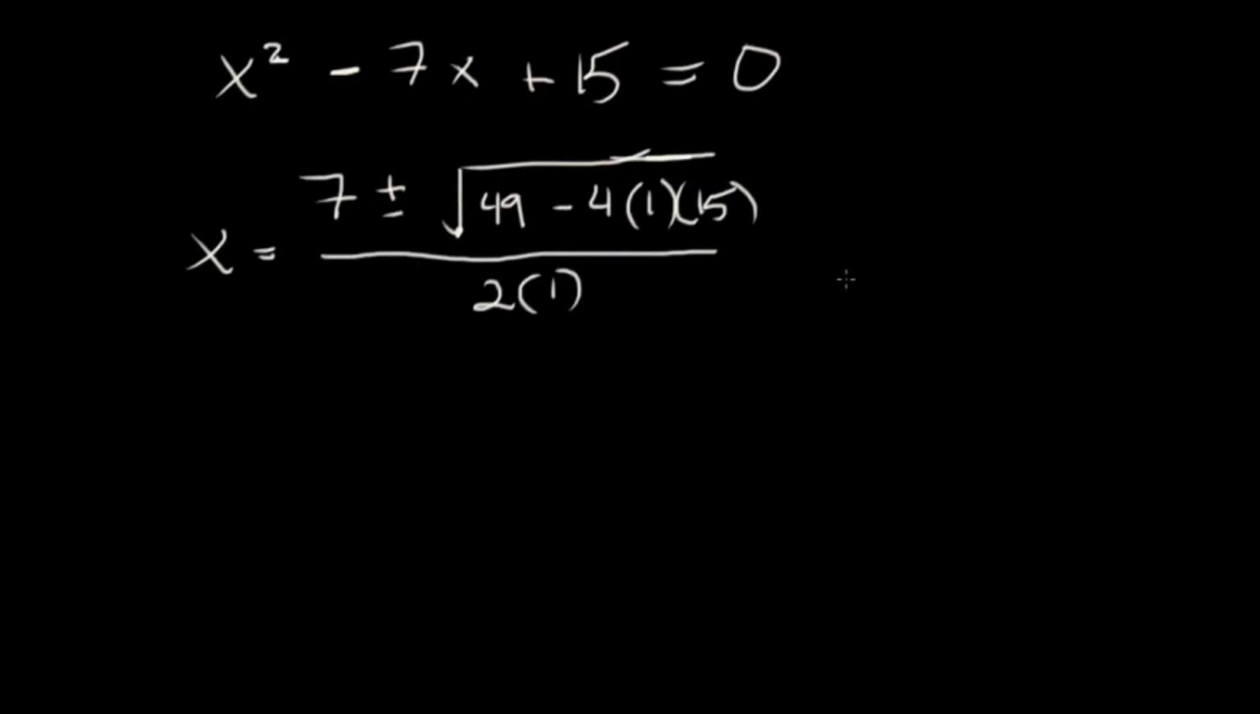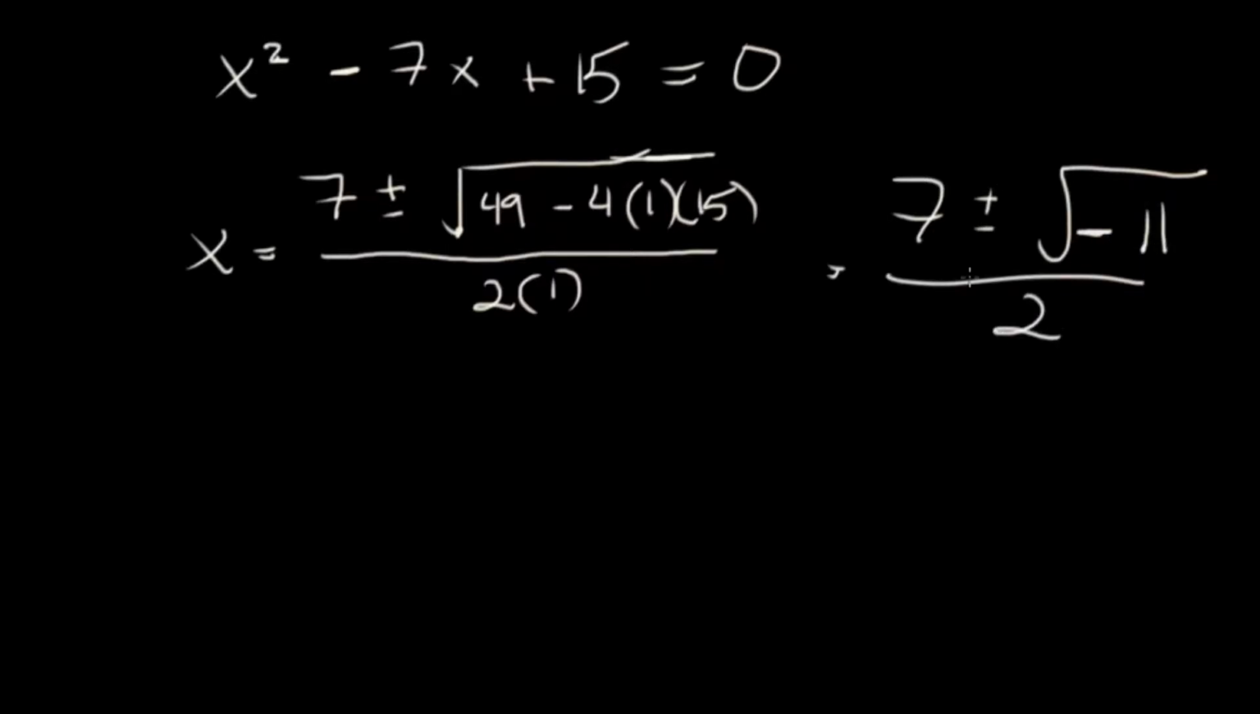All right, cool. And if you caught it before, like I said, we're going to have a negative number underneath the radical. 49 minus 60 is a negative 11, all divided by 2. So back in the day, you'd stop and you'd say, there's no solutions. There were no real solutions. But watch this little trick.